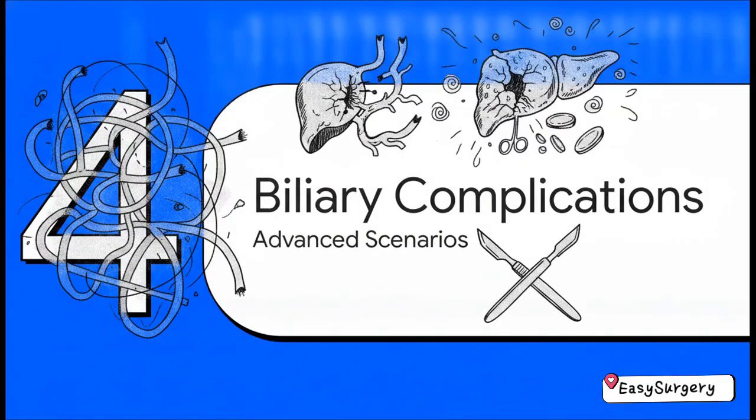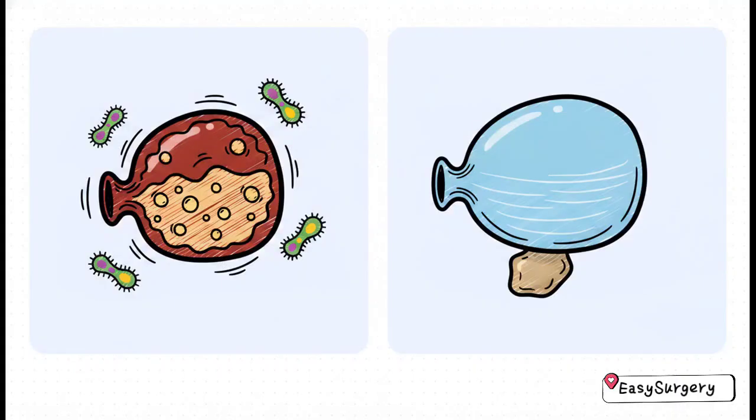Which brings us to Section 4, Advanced Biliary Complications. This is what happens when ignoring the playbook leads to catastrophic anatomical destruction. Let's quickly look at two major advanced pathologies. First, emphysematous cholecystitis. This is a deadly infection where gas actually forms inside the gallbladder wall. The primary culprit here is Clostridium species. It is highly aggressive and really common in diabetic or immunocompromised patients.